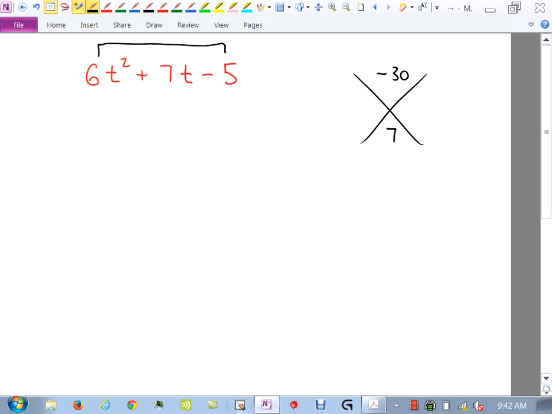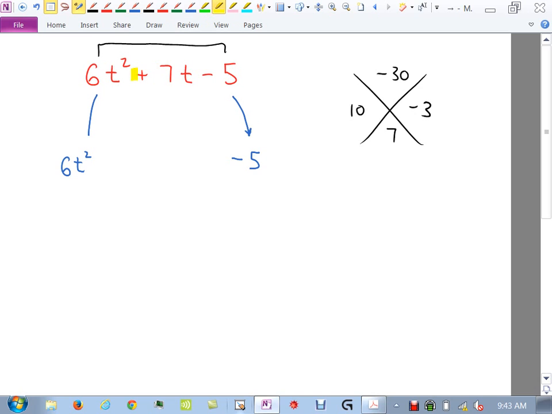We think about the numbers. We make our little table. We figured out 10 and -3, right? So all that's the same from what we just did. Here's where the difference is. You don't do the set of parentheses. All right, here's what you do. You write out the first term, 6t squared. You write out the last term, -5.